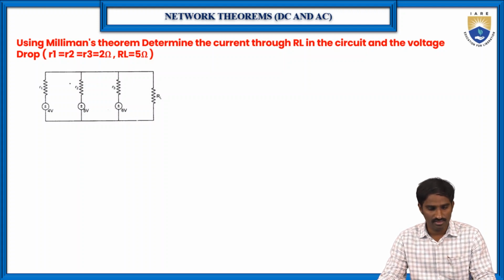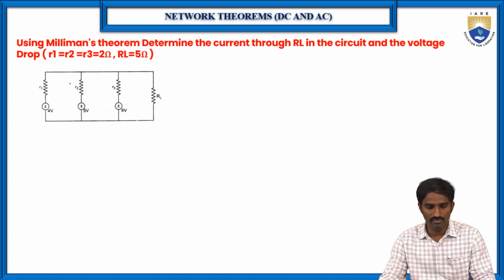So first, let us go with the first problem, which is: using Millman's theorem, determine the current through RL, which is the load resistance in the circuit, and the voltage drop. Okay, so R1, R2, R3 are equal to 2 ohms, and RL is equal to 5 ohms, right? So what do we need to find here? Find the voltage drop across the load resistance, and also the current through the load resistance RL.